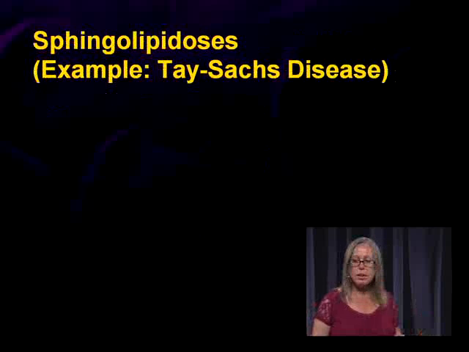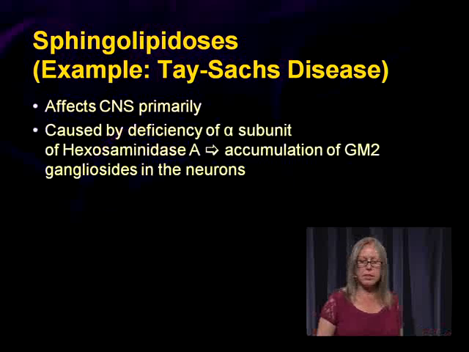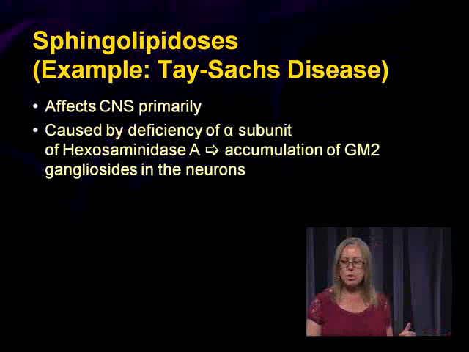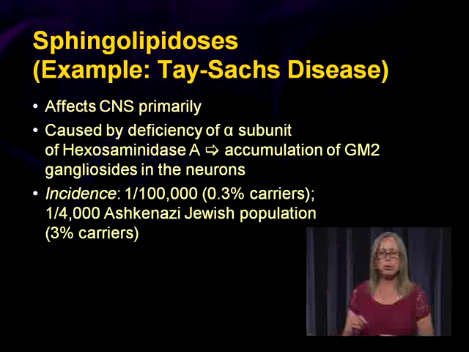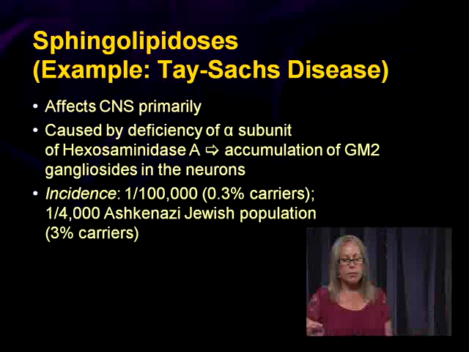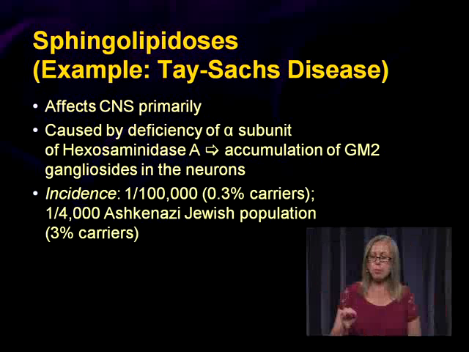All right, moving on to the sphingolipidoses. The classic example is Tay-Sachs. It primarily affects the CNS, caused by deficiency of the alpha subunit of hexosaminidase A. It causes accumulation of GM2 gangliosides in the neurons. The incidence is about 1 in 100,000, with 0.3% of people being carriers. If you're of Ashkenazi Jewish background, you have about a 1 in 4,000 incidence with a 3% carrier rate.